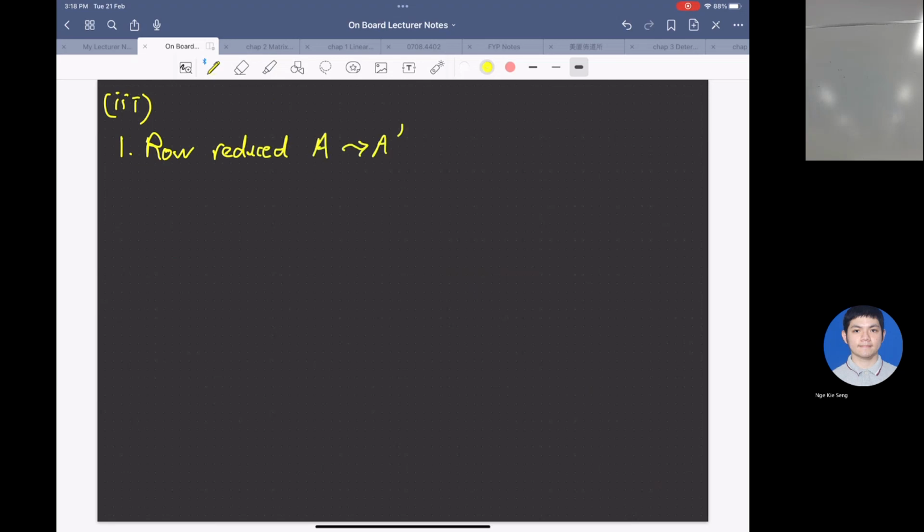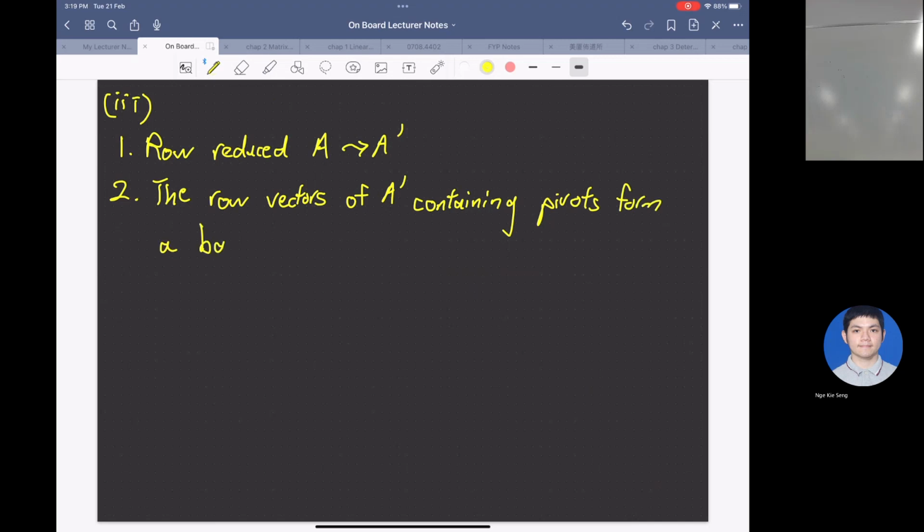Row reduce A again, then you can immediately get the row vectors which contain the pivot. They will automatically form a basis for row A. So this one doesn't work like col A. For col A, you need to go back to the original matrix to get the columns, but for row A you don't need to. It is fine to pick the ones after reduction.